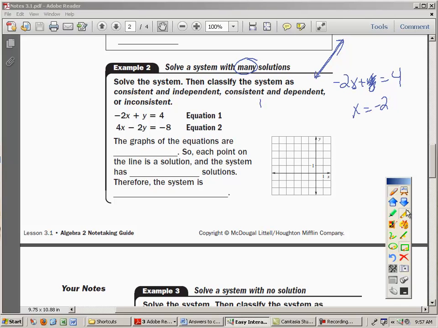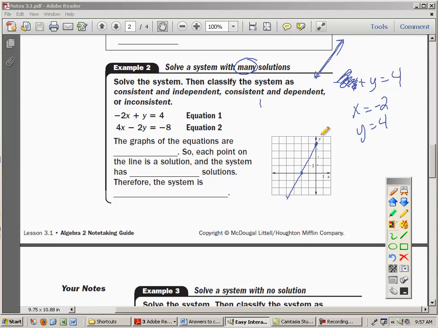To find the y-intercept, I'm going to plug in 0 for x. If I plug in 0 for x, that term is gone, and so I get y equals 4. So the x-intercept is at -2, the y-intercept is at 1, 2, 3, 4, and so we'll go ahead and connect those two dots, and we have a graph of the first equation.